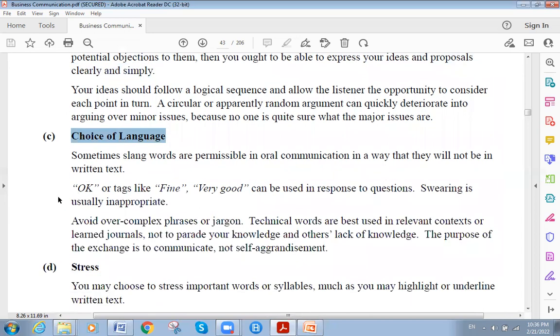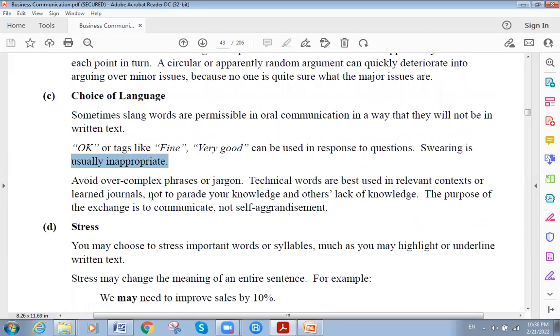Choice of language. Sometimes slang like okay, instead of fine or very good, can be used as a response to questions. Swearing is usually inappropriate here. Don't use swearing, those things. Avoid overly complex phrases or jargon.